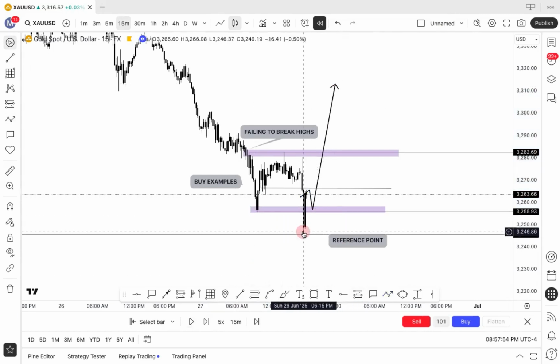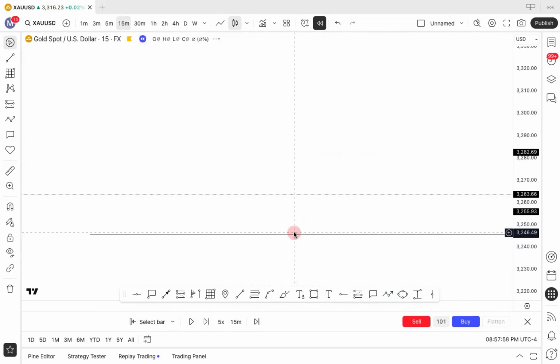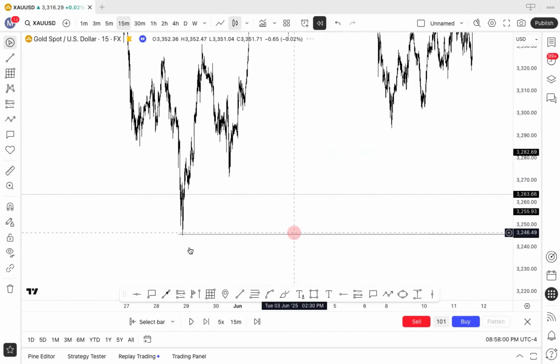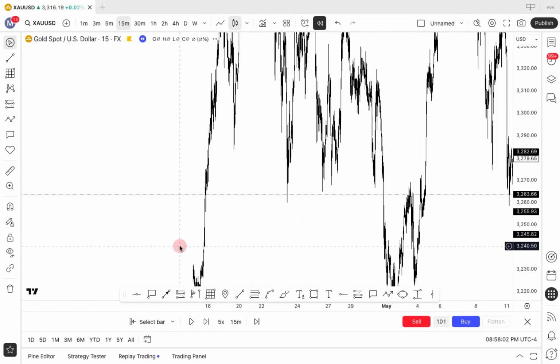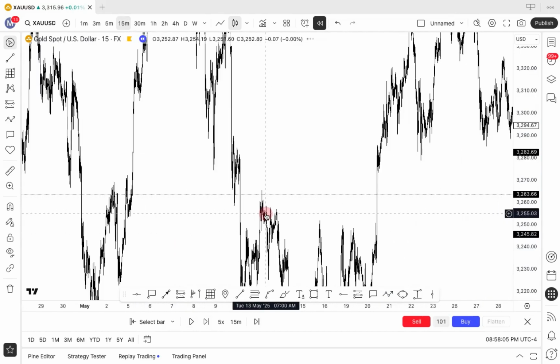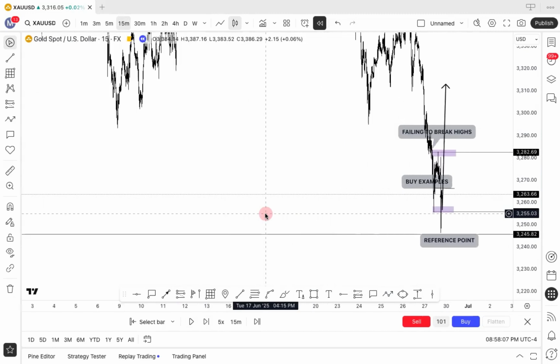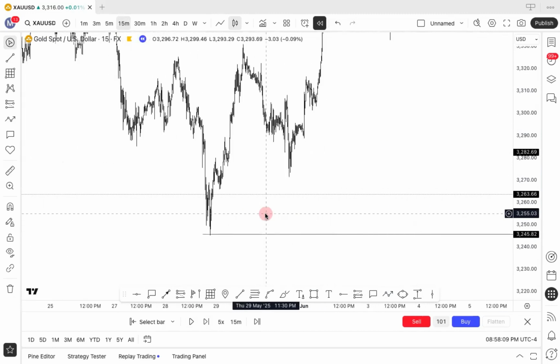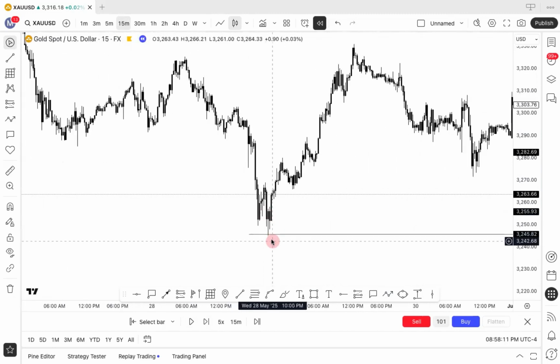Sometimes we might just tap the reference point. And I always draw them at the wick of the lows. So if you go back to this level here, you see, I went too far. Yes, you see how we see structure here? I always draw it at the wick, okay? Always at the wick. If there's no wick, then obviously I just draw it at the end of it.